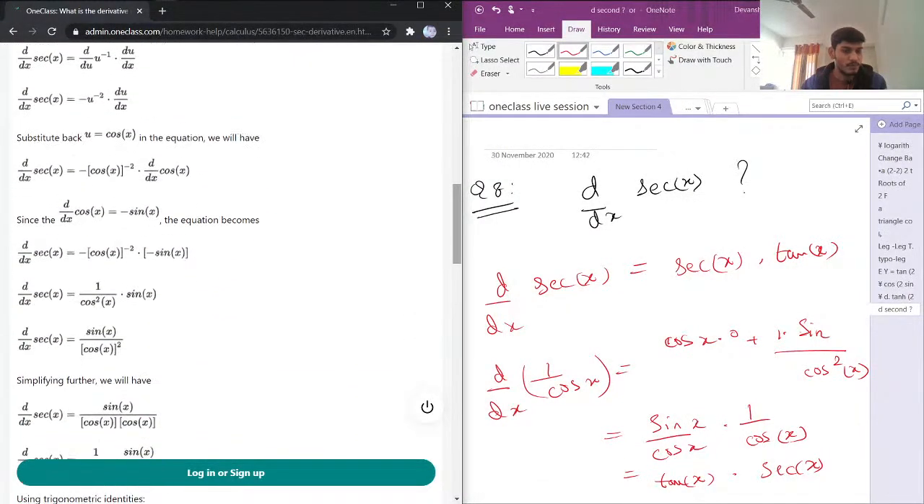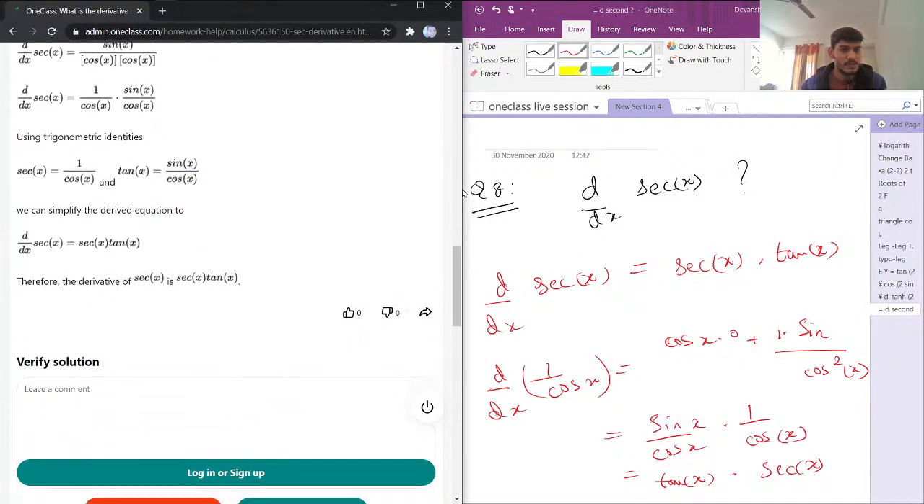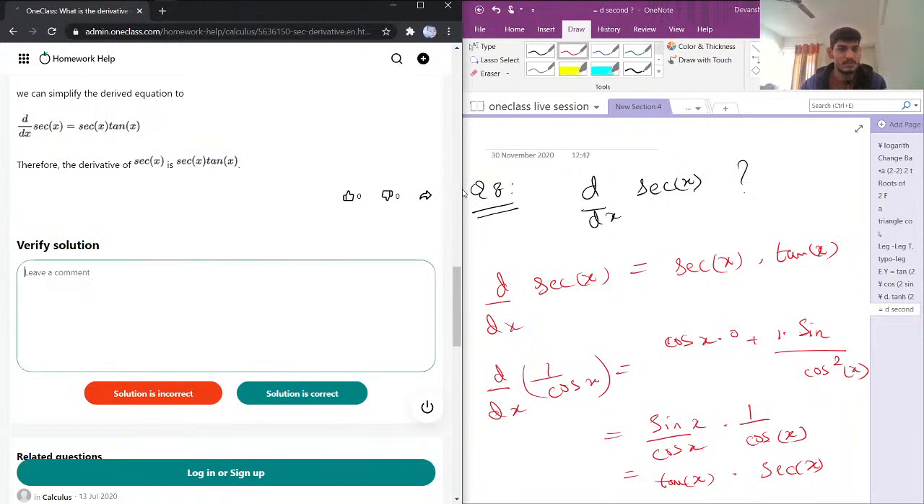The proof is also given in the same way here, which I did. So the final answer is secant x tangent x. Correct answer. Great job.